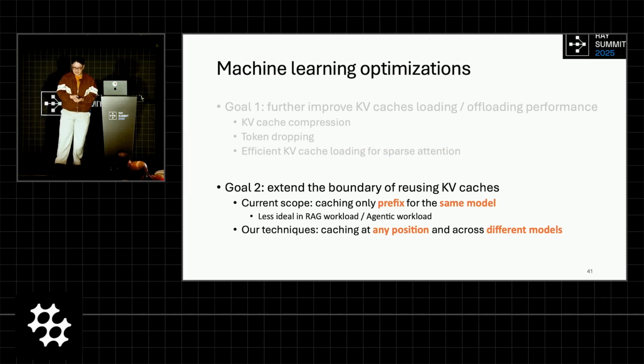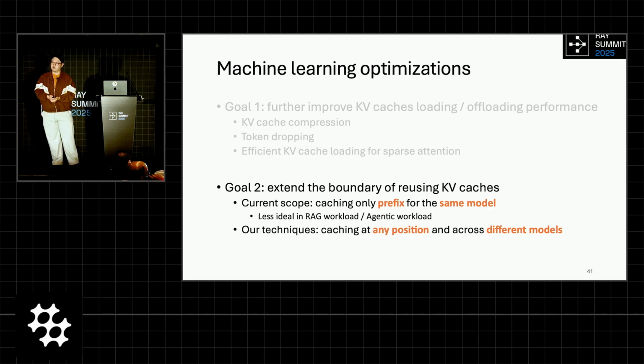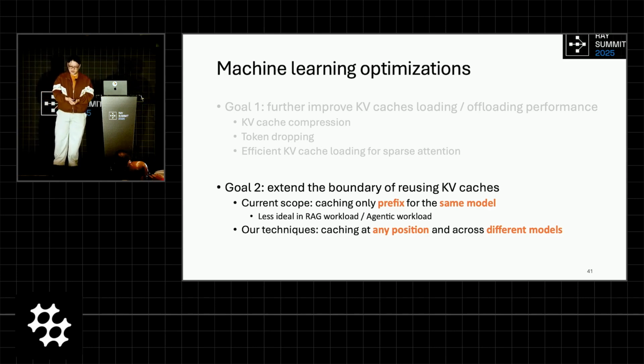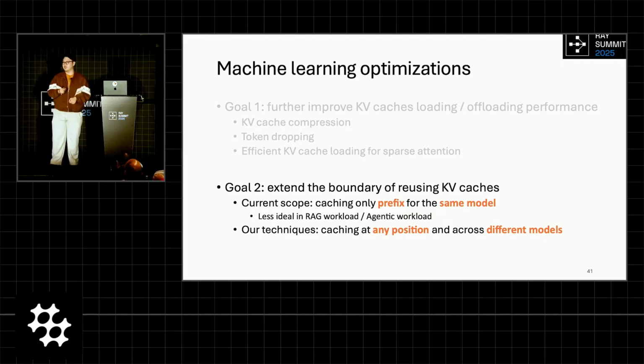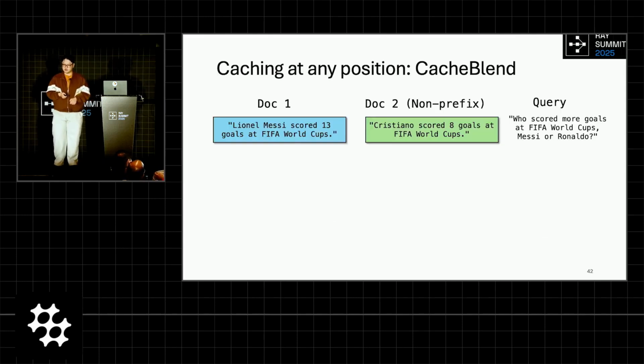Okay. And also, we are extending the boundary of KV reusing. So traditionally, KV can be only reused as a prefix for the same model. So there's two limitations, prefix and same model. And we show that both of these limitations are breakable. We can do caching at any position and across different models. To achieve caching across any position, we have a work called CacheBlend.